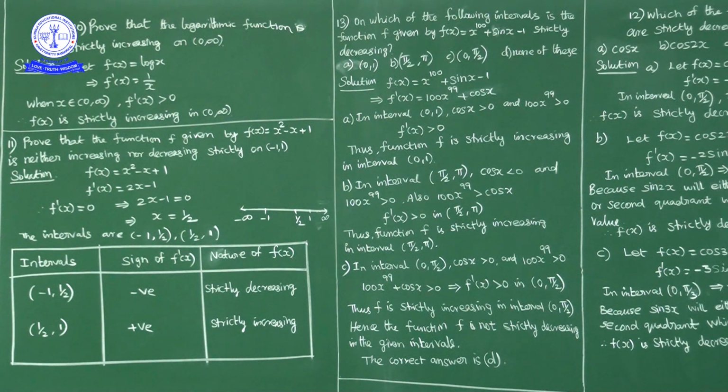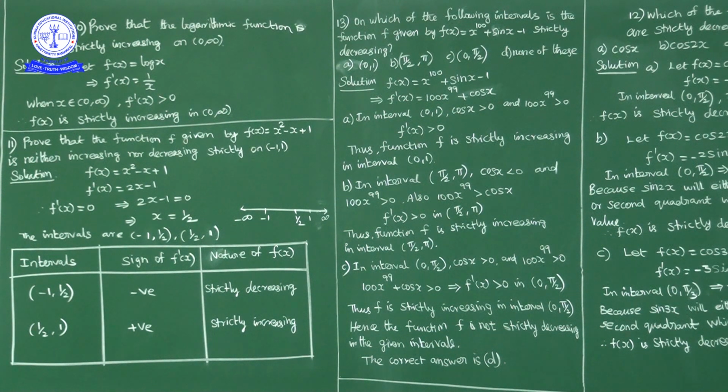Next question, question number 13. On which of the following intervals is the function f given by f of x equal to x power 100 plus sin x minus 1 strictly decreasing, okay. Intervals are 0 to 1, pi by 2 to pi, 0 to pi by 2, and none of these.